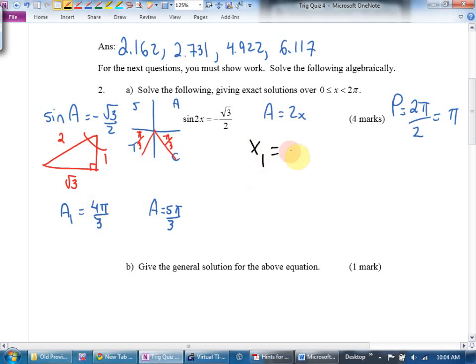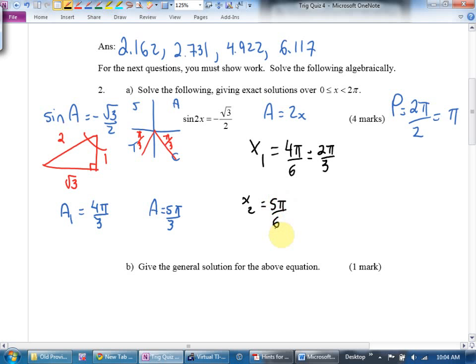I think one answer is 4 pi by 6, except I wouldn't write that. How will I write that if this is multiple choice? 2 pi by 3. I'll write it like that. And a second answer is going to be this value divided by 2, 5 pi by 6. Are there more? Could be.